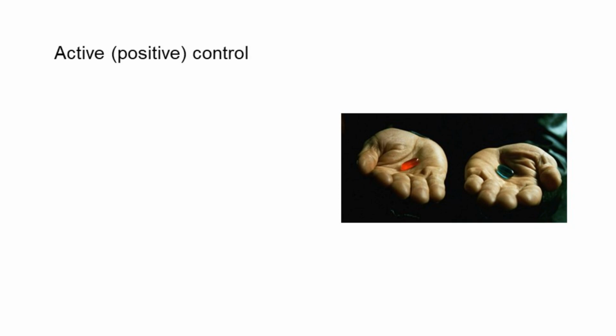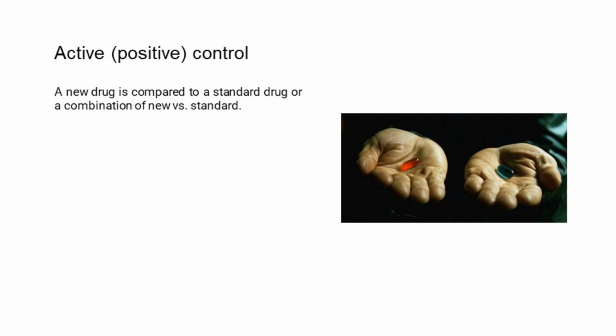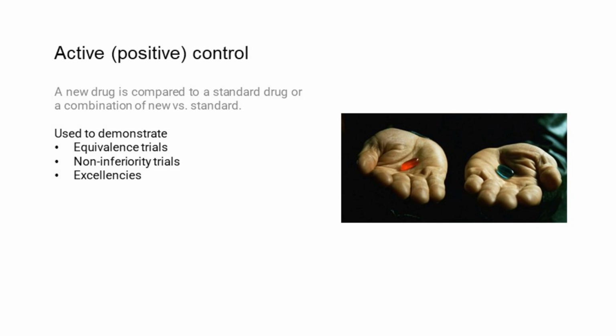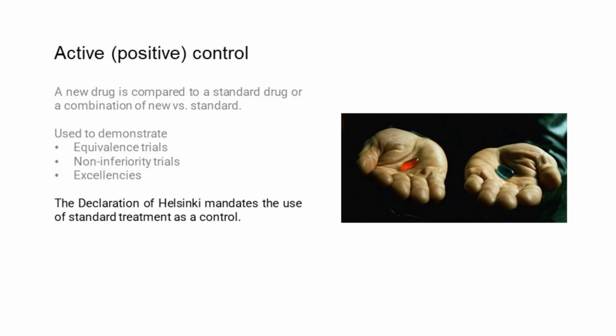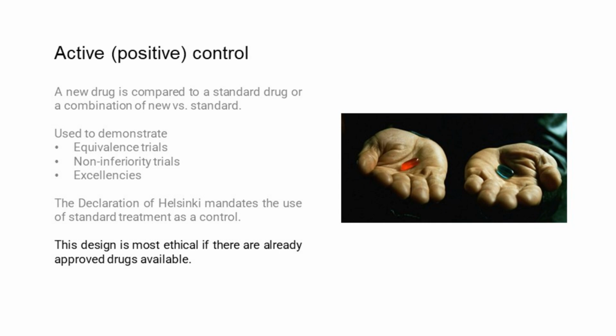Active or positive control. In many cases, it may be unethical to give a placebo to a person with a disease. In this case, a previously approved treatment with known efficacy is administered to a control group. This design can be used to demonstrate equivalence, not less efficacy and superiority. The Declaration of Helsinki mandates the use of standard treatments as controls. This design is most ethical when approved drugs are available for the disease being studied.